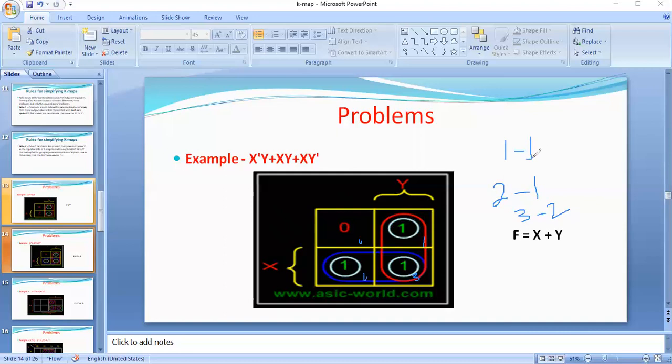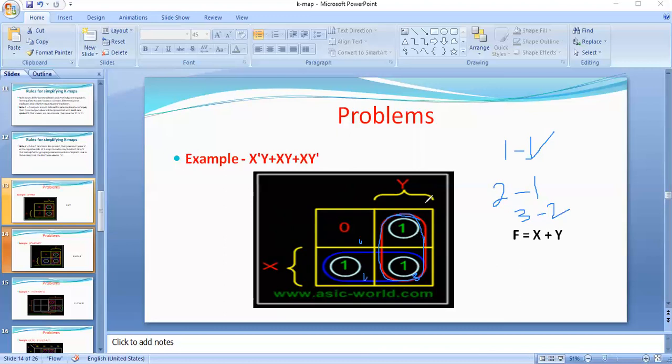I'm randomly taking 1. For 1, we have only one possibility. We may group 1 with 3. There is no other possibility. We may group vertically or horizontally, but not diagonally. You have to remember that point. So we have to group 1 with 3.